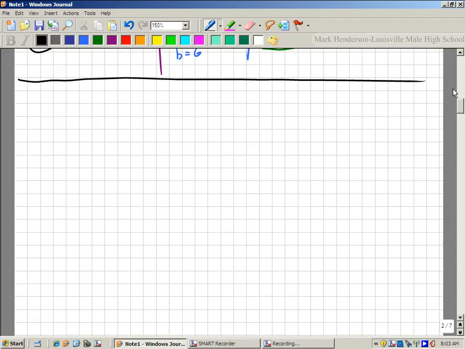So the first one that I'm going to show you is the line parallel to y equals 2x plus 6 through 1, 11.